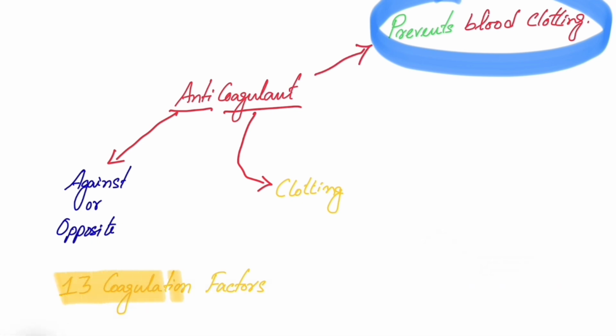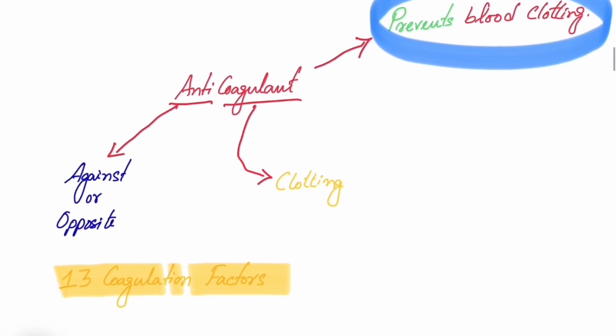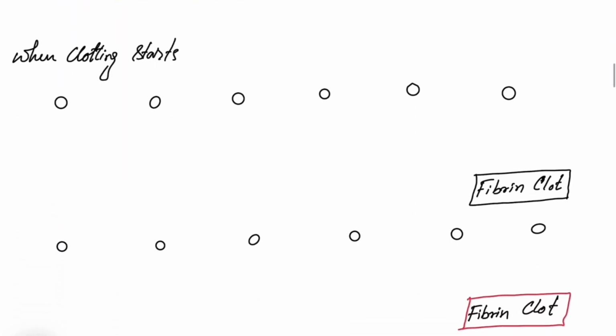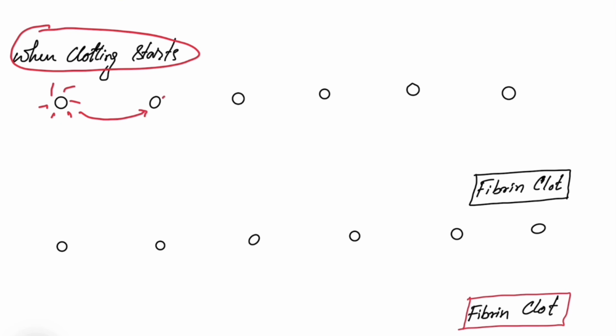There are 13 blood coagulation factors. Let me explain the clotting process very briefly so that you can understand. When clotting starts, it will activate one of the 13 coagulation factors. Once it is activated, that factor will activate the other factor. Again another factor will get activated, and this factor will again activate another coagulation factor.